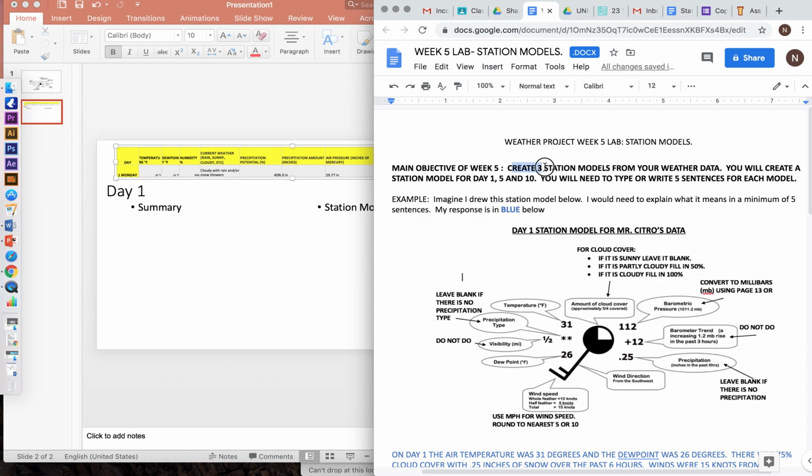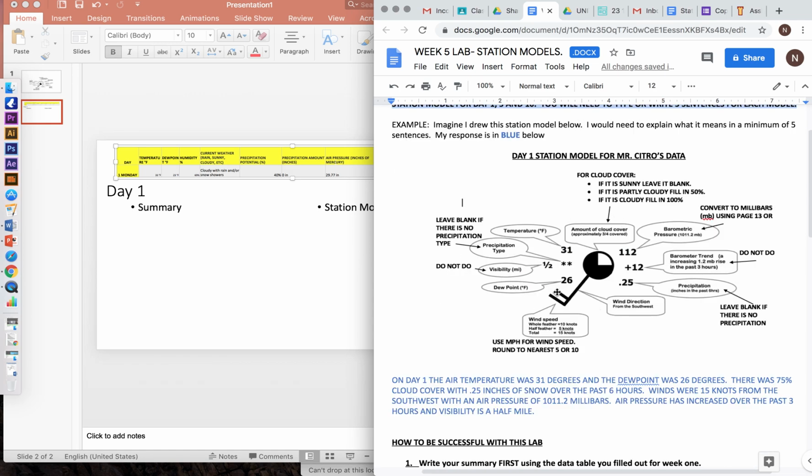Remember, the objective is to create 3 station models from your weather data. We're going to create it for day 1, day 5, and day 10. And you're going to need to write at least 5 sentences for each model, giving me a summary. Now, this is what a normal station model looks like.